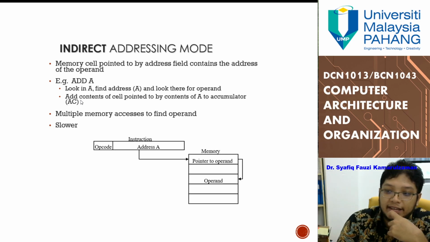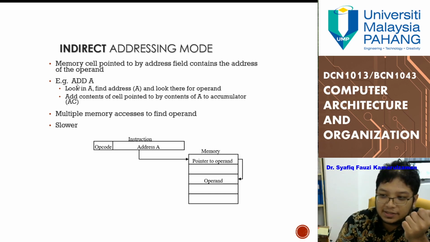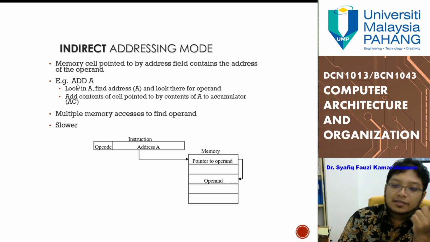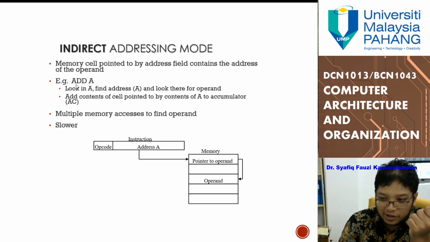And then we have the indirect addressing mode. For example, in this case, the address that you look up inside your memory is another address for another memory location.